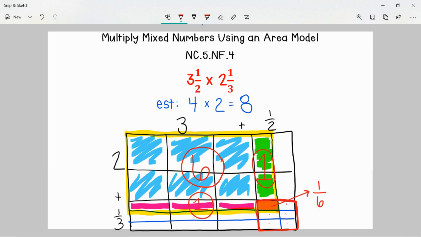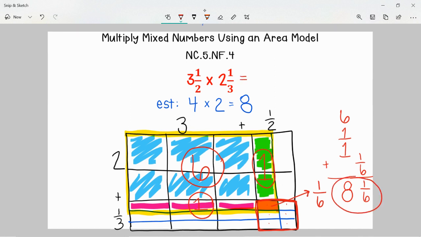So our final step then is to add all of these partial products. We have 6 plus 1 plus 1 plus 1/6. When we add those together, we have 1/6, and then 6 plus 2 would be 8. And so we have a final product of 8 and 1/6.